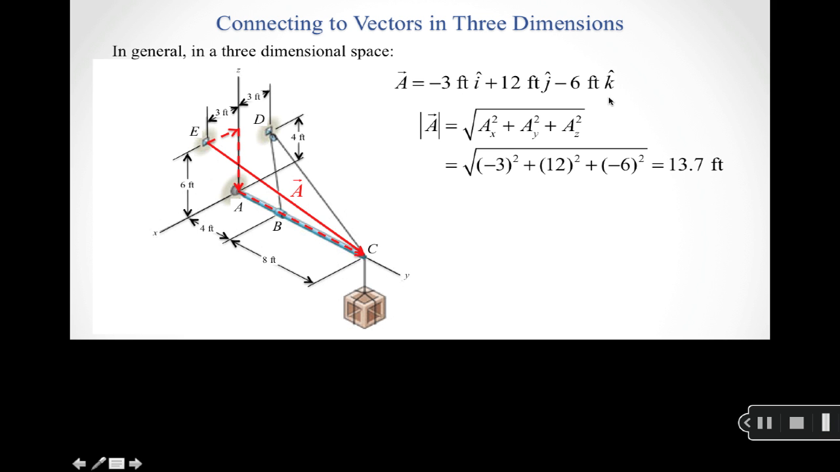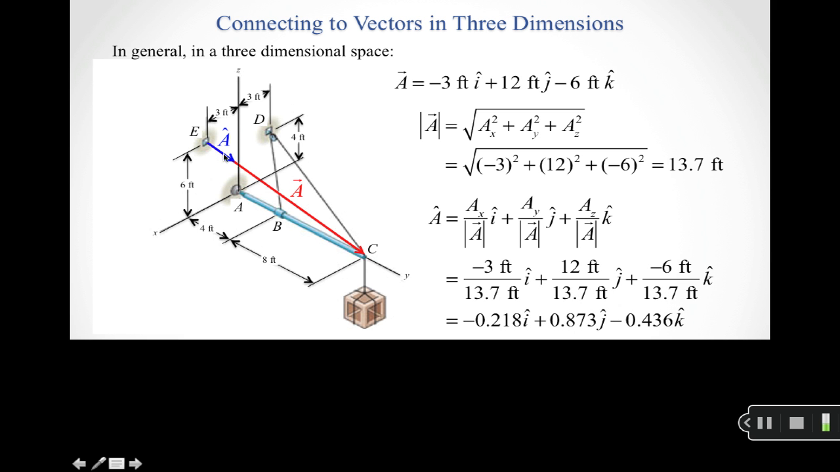Once I know what vector A is in terms of its components, I can figure out the magnitude of vector A by taking each of those components, squaring, adding them together, and taking the square root. So negative 3 squared plus 12 squared plus negative 6 squared, take the square root, says that the length of this vector happens to be 13.7 feet.